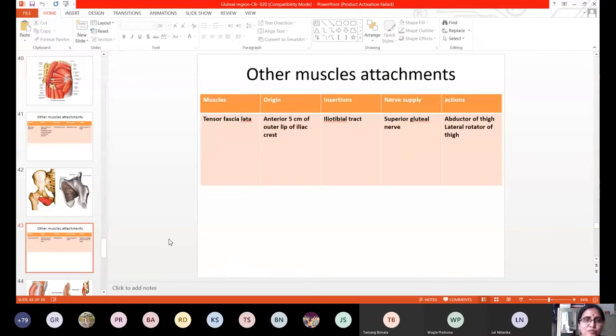Yes, ma'am. Now, another small muscle is present on the lateral aspect of the gluteal region, known as tensor fascia lata. See the name: tensor, it tenses the fascia lata. Which fascia? The deep fascia of the thigh is known as fascia lata. You have studied it in the front of the thigh, yes? So it tenses the deep fascia of the thigh, hence tensor fascia lata.